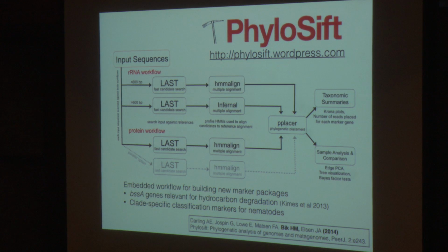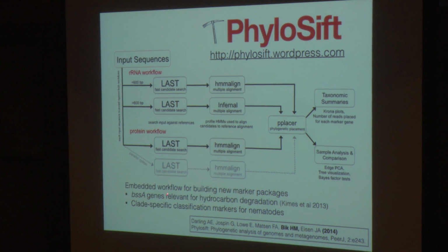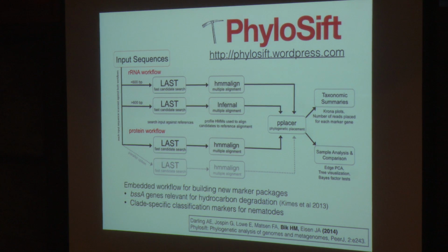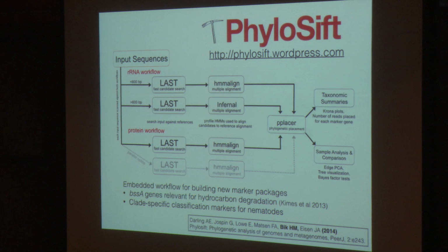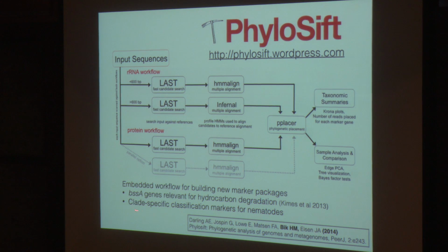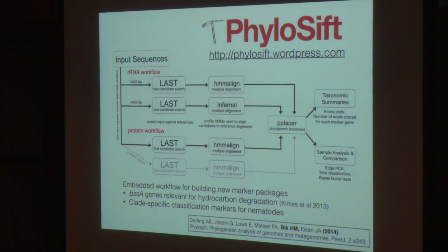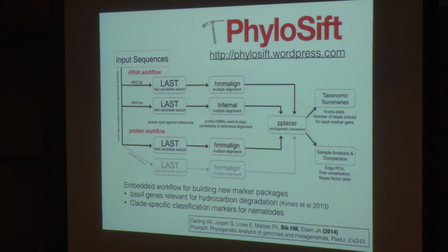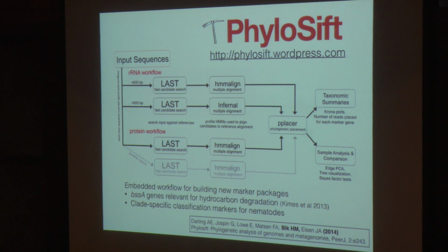So in the context of the oil spill, one of the things we can look at is genes that have been found to be relevant for hydrocarbon degradation, such as BSSA, which is a bacterial gene. But another thing I want to do in particular is to develop clade-specific classification markers for nematodes. Part of the rationale for generating genome sequences is to really identify things which will be useful to automatically identify these taxa.